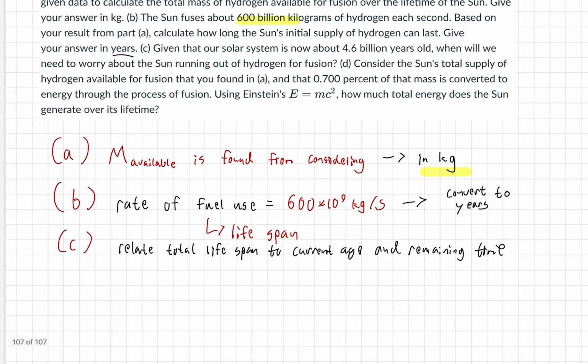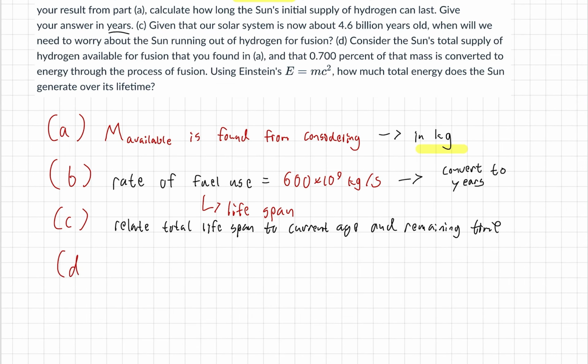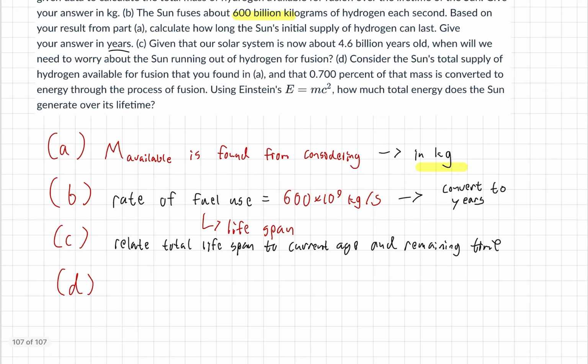All right, the last part of the problem, I believe, is part D. In part D, we're going to put in a little bit more actual energy calculations, and just more calculations in general. Consider the sun's total supply of hydrogen available for fusion that you found in A. So you directly use your value from A, in kilograms. Then you're going to say that 0.7% of that mass is converted to energy. Notice this is not 0.7 as a ratio. This isn't saying 70% and then already converted to a decimal. This is 0.7%. Once you turn this to a ratio, it'll be 0.007. So it's a small amount, in other words, because that's exactly how fusion works. Only a small amount of mass is actually converted to energy.